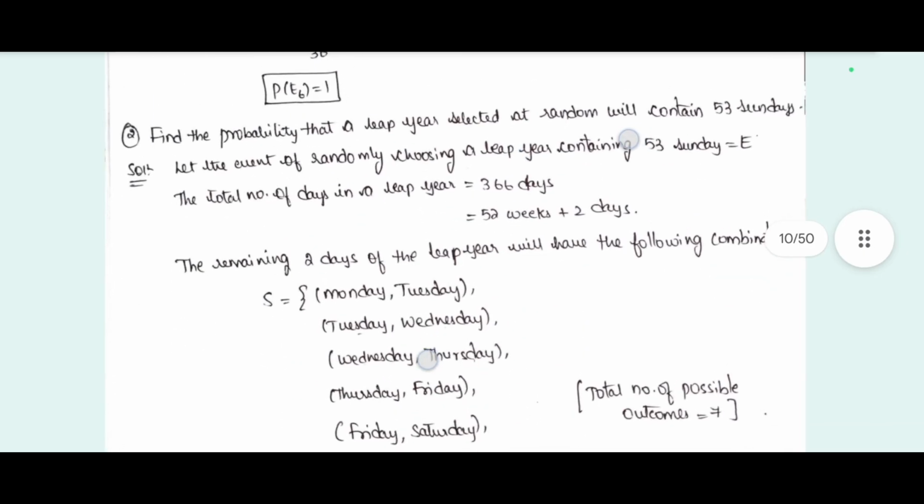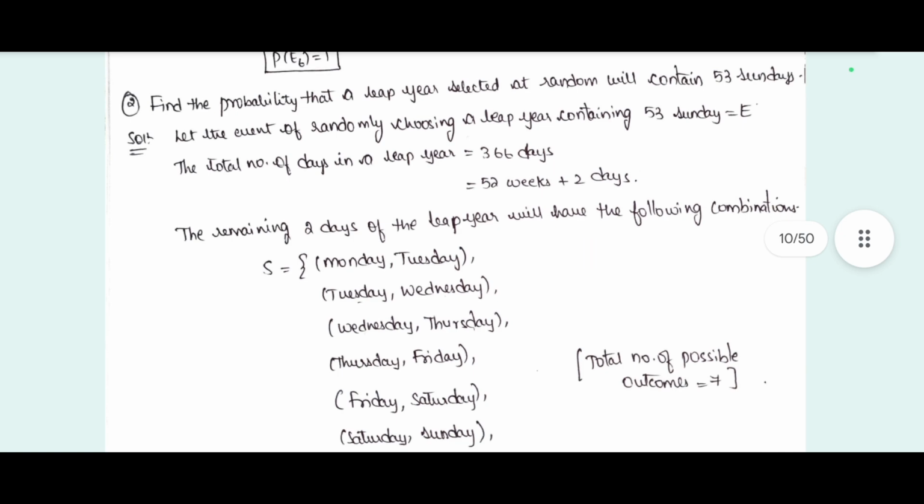Next, see some more questions. Find the probability that a leap year selected at random will contain 53 Sundays. Very important: 53 Sundays in a leap year. So what is a leap year, by the way? How many days does it consist of? It consists of 366 days. So 52 into 7 weeks and plus 2 days.